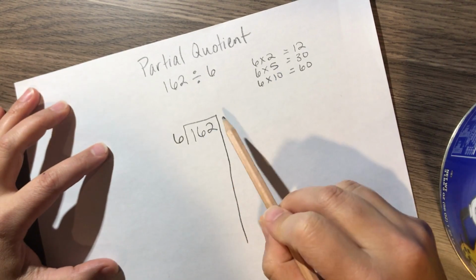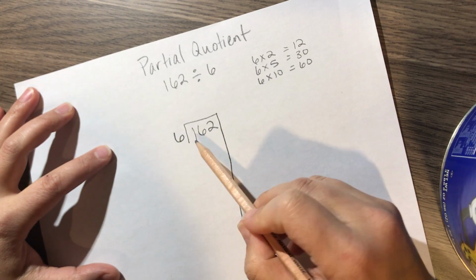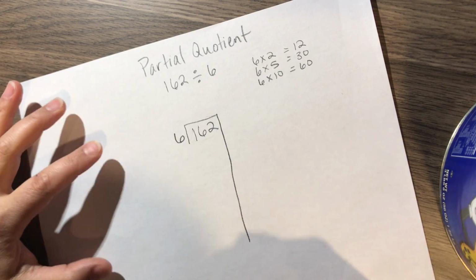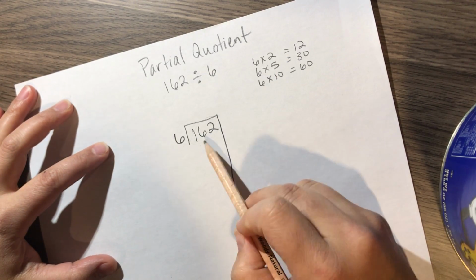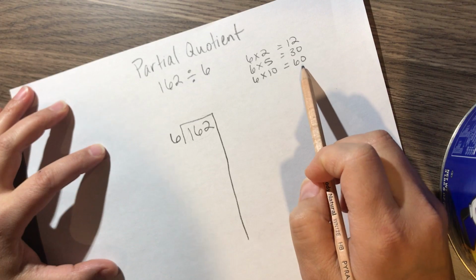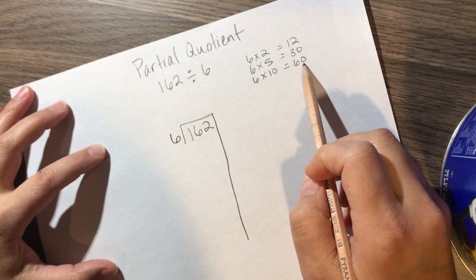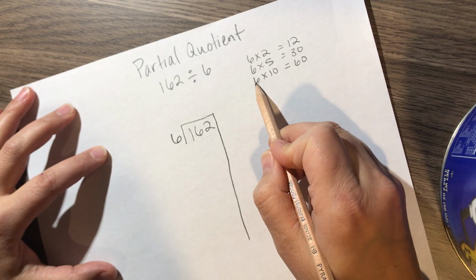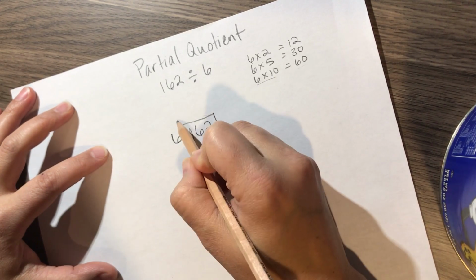Now, when we're using partial quotient, we are taking the entire dividend and trying to get as close to it as possible with our help box without going over. So you can see here that 60 is the closest to our dividend. So we're going to take 6 times 10. We're going to use that first.